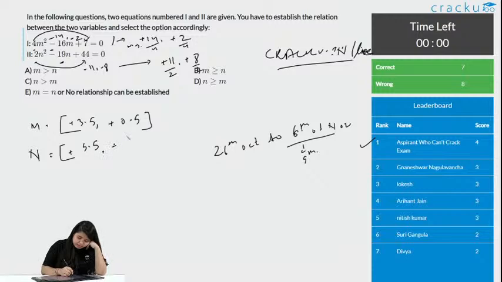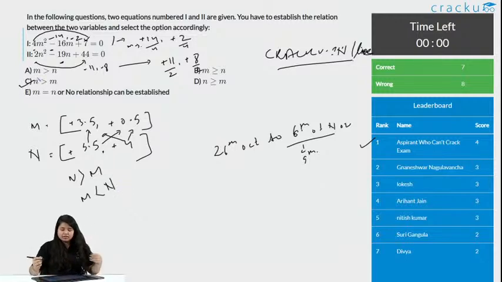and plus 4. So, what you can see here is, the value of n, that is 5.5 is greater than 3.5 and 5.5 is greater than 0.5. Similarly, 4 is greater than 3.5 and 4 is greater than 0.5. So, n is greater than m, or you can say m is less than n. So, here we have n is greater than m. So, option C is the correct answer.